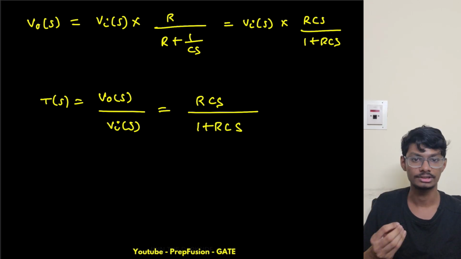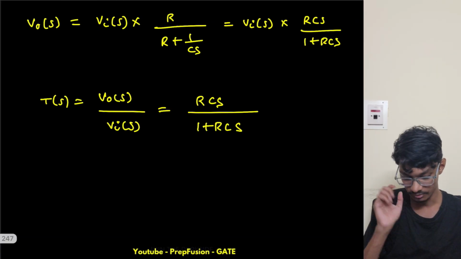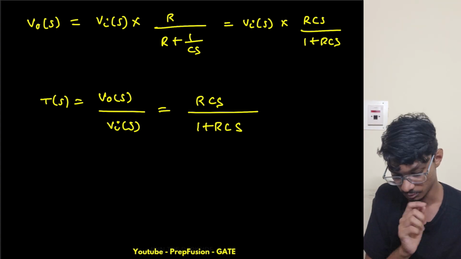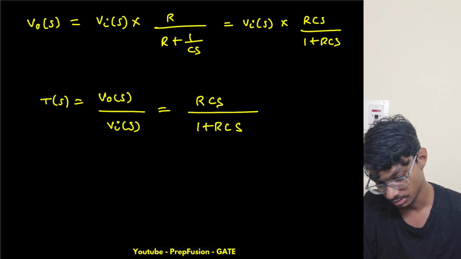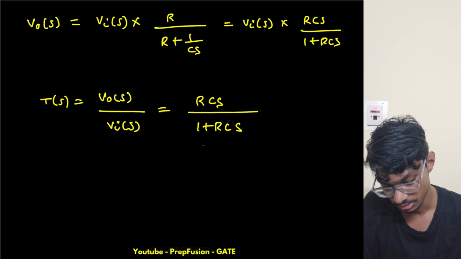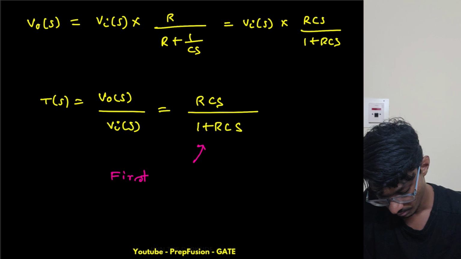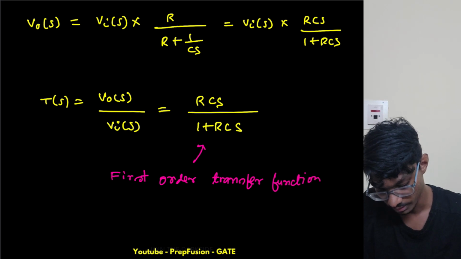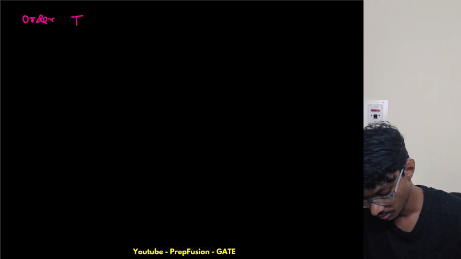You will not see any such system in our passive circuits examples. One more thing to take note of is what we mean by the order of a transfer function. This is a first order transfer function. From here we will understand the concept of order of a transfer function. So let me write this down quickly: order of transfer function.